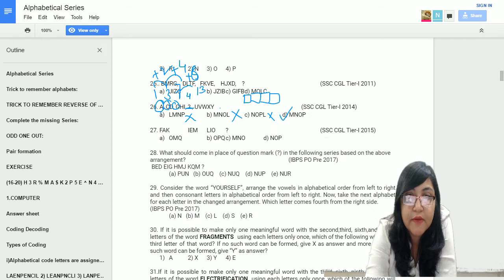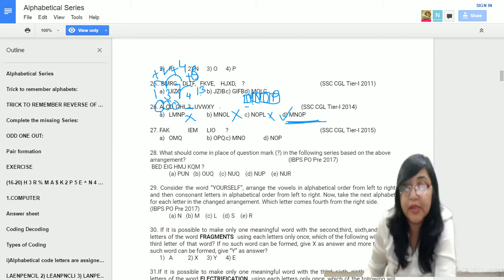So what is the place value? Whose place value is 13? The M's place value is 13. So your answer should be M. After N should come O and P. So the answer should be M and O, P. Clear with this?